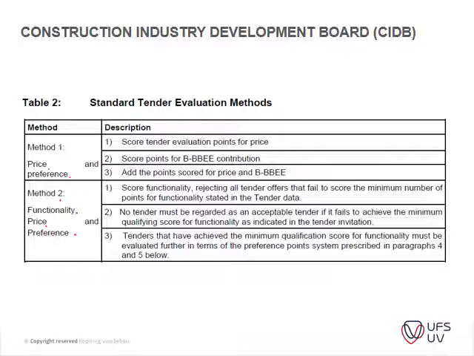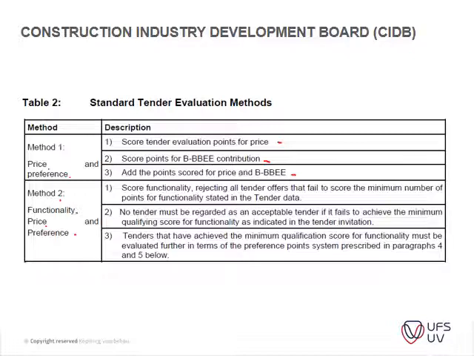So just looking at the descriptions here, you score 10 evaluation points on price. You score points on your BEE contribution, and you add the point score for price and BEE. So basically you just score your tender document. So these days everything above a million is 80-20, I apologize.